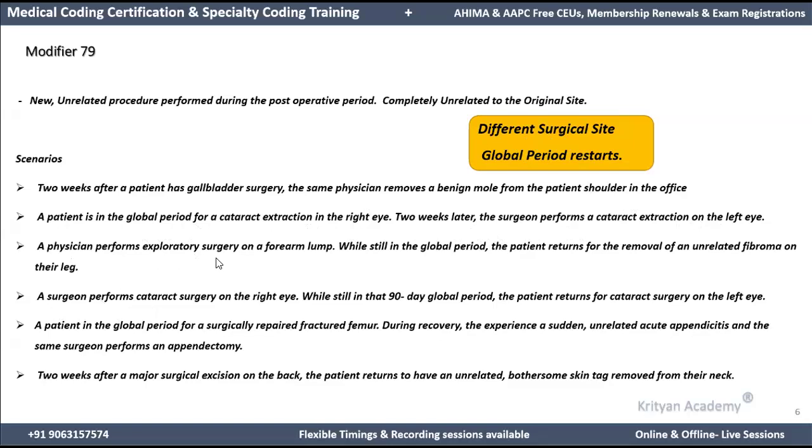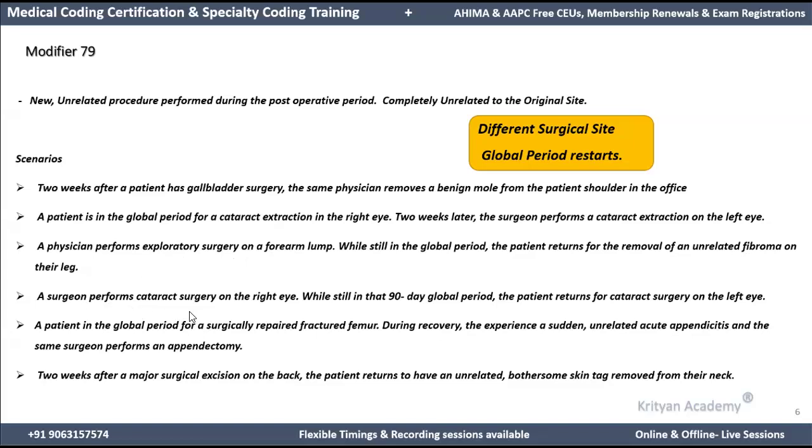And a physician performs exploratory surgery on a forearm lump while still in the global period. The patient returns for the removal of an unrelated fibroma on the leg. You can see here, this is a forearm and this is a leg, right? Completely different surgical site. We can use 79 modifier.